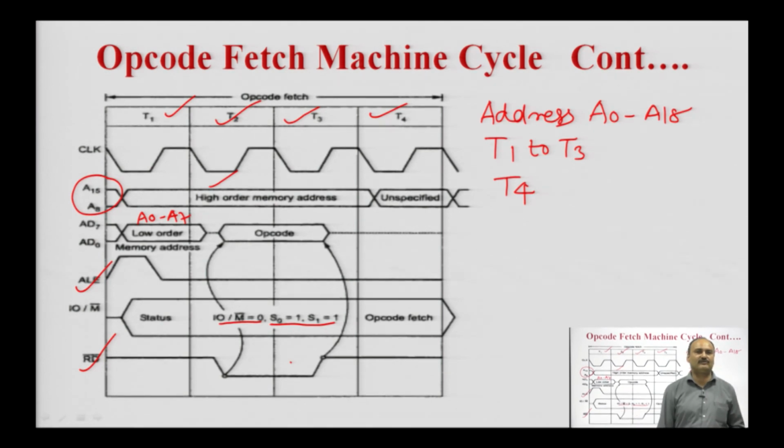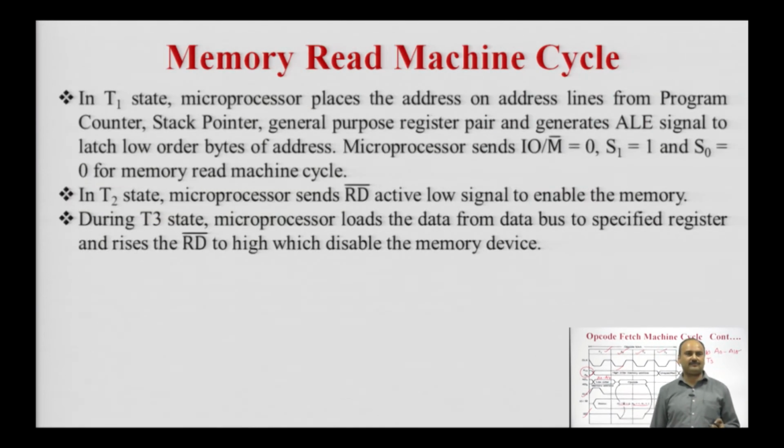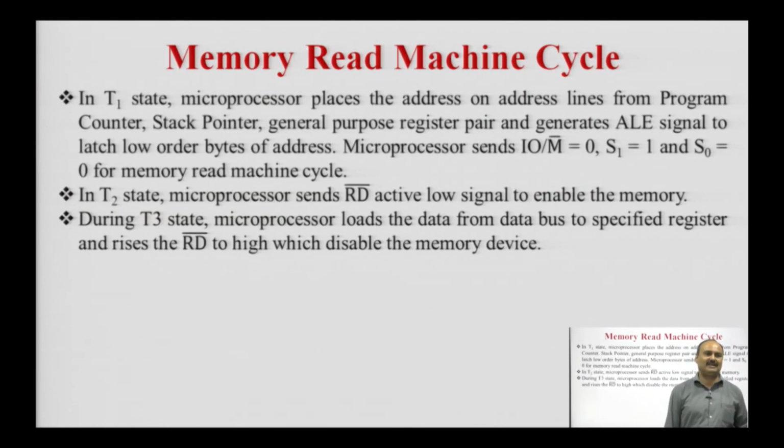So, this is the opcode fetch machine cycle. Next is the memory read machine cycle. In the T1 T state, the microprocessor places the 16-bit memory address on the address lines from the program counter, stack pointer, or general purpose register pair, and generates the ALE signal to demultiplex the multiplexed address and data bus.